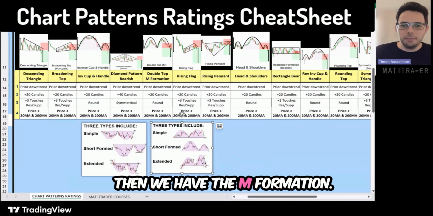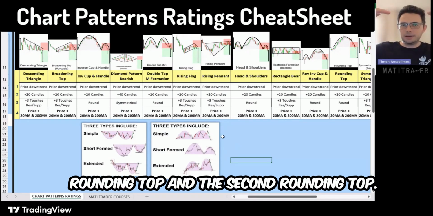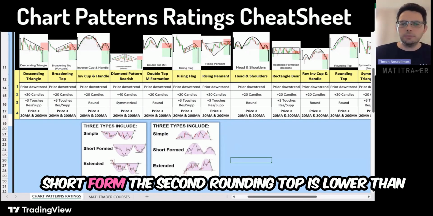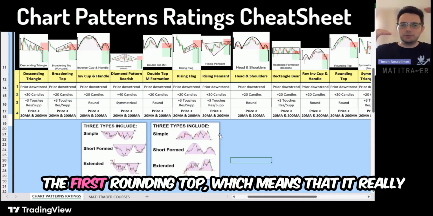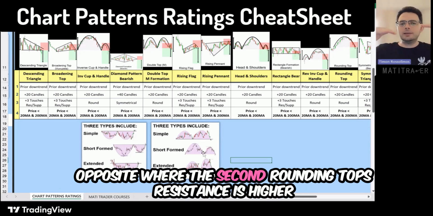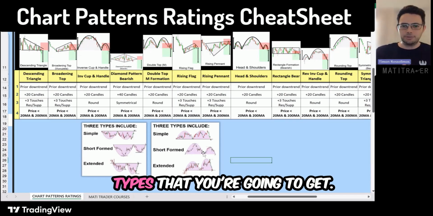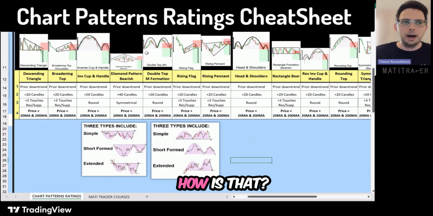Then we have the M formation. Simple is very similar resistance between the first rounding top and the second rounding top. Short form, the second rounding top is lower than the first rounding top, which means that it really wants to come down. And then extended is the opposite, where the second rounding top's resistance is higher than the first rounding top's resistance. Okay, so those are the 3 types that you're going to get.